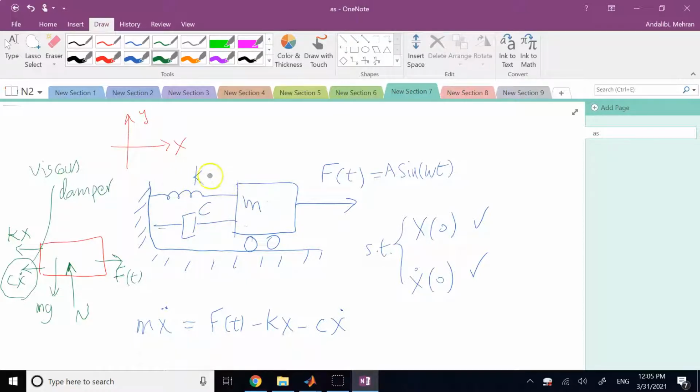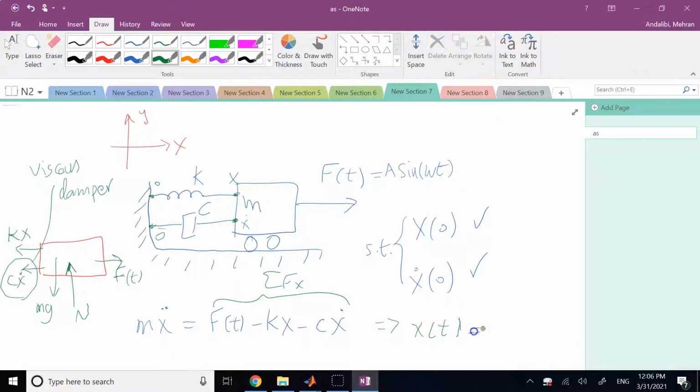The force of the spring is proportional to what? The displacement of the two ends. Again, the force of the damper is proportional to the difference in velocities of the two ends. Here, this end is moving with x dot, this end moving with 0. This end is x, this is 0. So that's why you see these terms. So if you write the equation along the x direction, this is the governing equation that you have. And you have two initial conditions, and the goal is to solve for x of t analytically.